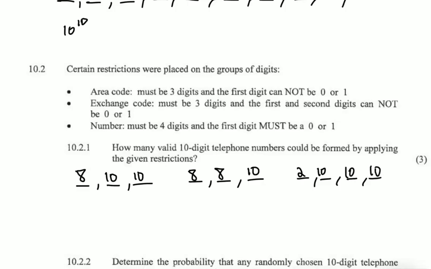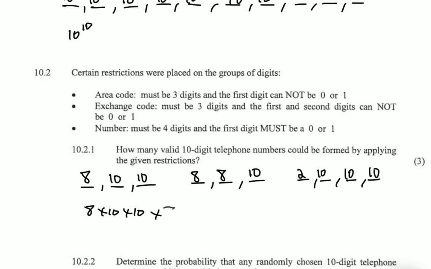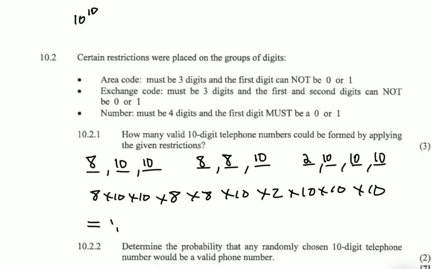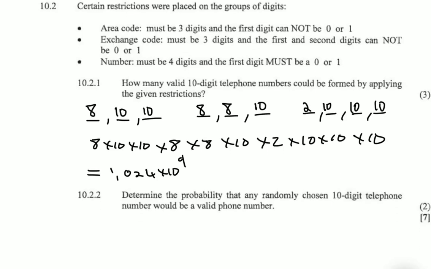So the number of possible 10-digit telephone numbers, if these restrictions are applied, will be 8 multiplied by 10 multiplied by 10, multiplied by 8 multiplied by 8 multiplied by 10, multiplied by 2 multiplied by 10 multiplied by 10, and then multiplied by 10 again. If you put this in your calculator, you're going to get 1.024 times 10 to the power of 9 possible telephone numbers.